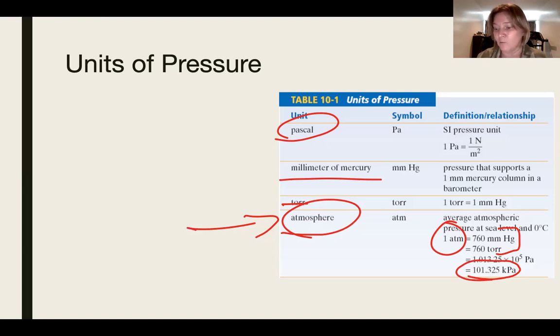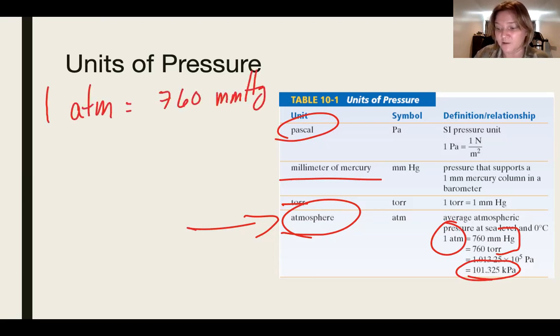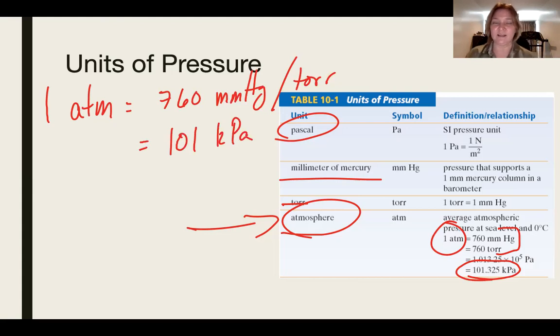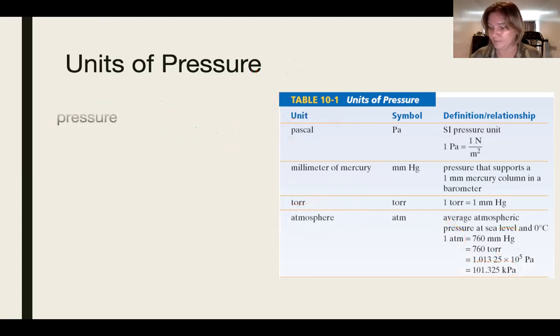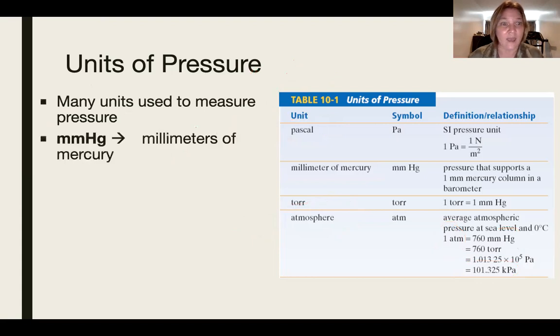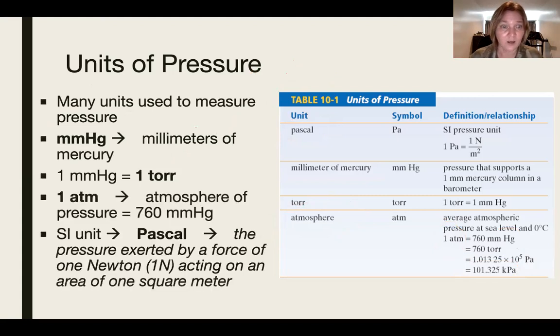So you have to remember that 1 atm equals 760 millimeters of mercury or torr, and it equals 101 kilopascals. I don't think you're probably going to see pascals very often, if at all, but these are the 4 main ones. So we have the millimeter of mercury, we have torr, these have the same scale. 1 atm, like I said, is 760 millimeters of mercury, and of course the SI unit is the Pascal.